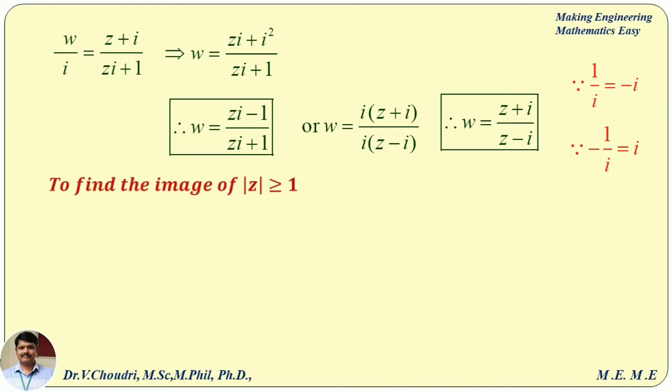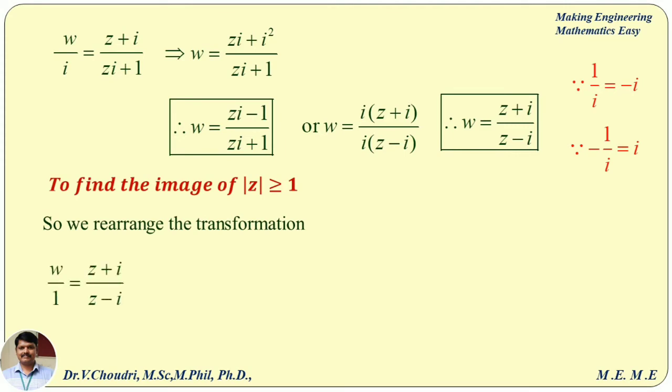Now we are going to find the image of modulus z greater than or equal to 1. The required thing is z now. So we rearrange the transformation as w by 1 equal to z plus i divided by z minus i. Here we need to find z using the cross multiplication method or the C and D rule method.